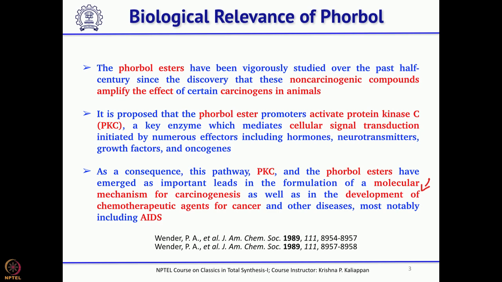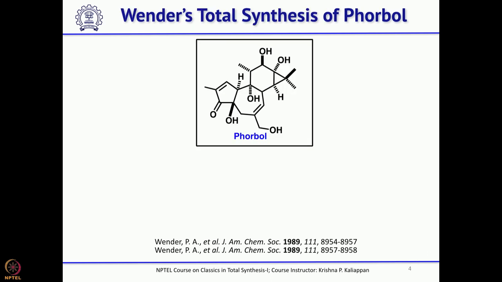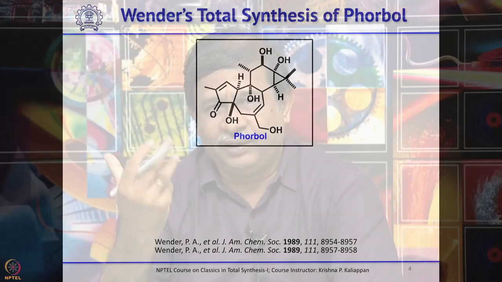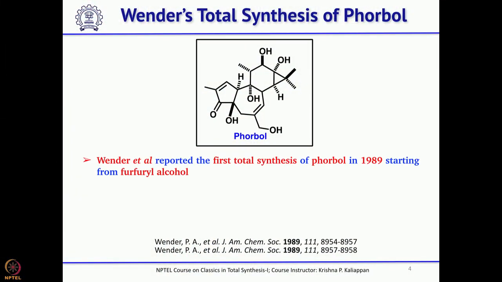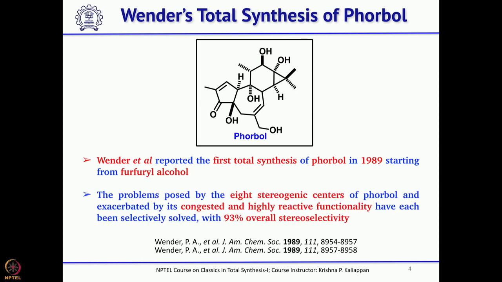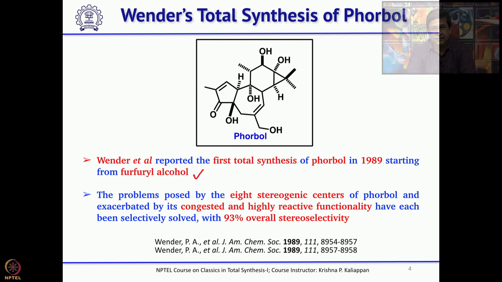Okay, so I will not go into the biological profile of these Phorbol esters. Rather, I will talk more about Wender's total synthesis, the retrosynthesis, and how he constructed this interesting tetracyclic compound with so many chiral centers. You can see here, it is a highly congested natural product. As I mentioned, it took 22 years after the correct structure was proposed to come up with the first total synthesis. Wender's first total synthesis started from a commercially available simple starting material called furfuryl alcohol. There are 8 stereogenic centers in the molecule, and 6 of them are contiguous.